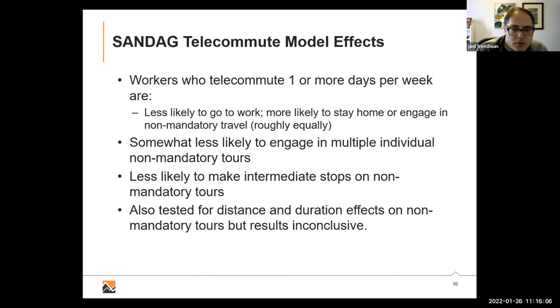But for folks who do travel and who don't go to work but do travel, they're a lot less likely to make a lot of complex travel. So they're more likely to make just one non-mandatory tour or a non-mandatory tour with less intermediate stops. We did test for other effects on other model components and didn't see any significant differences.